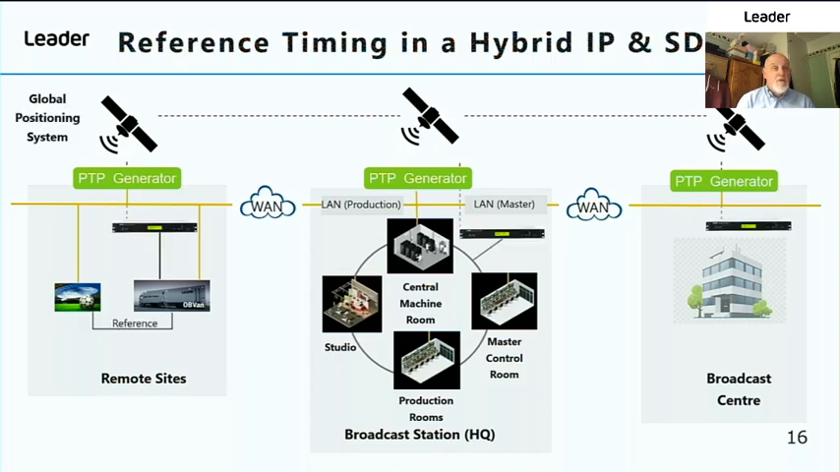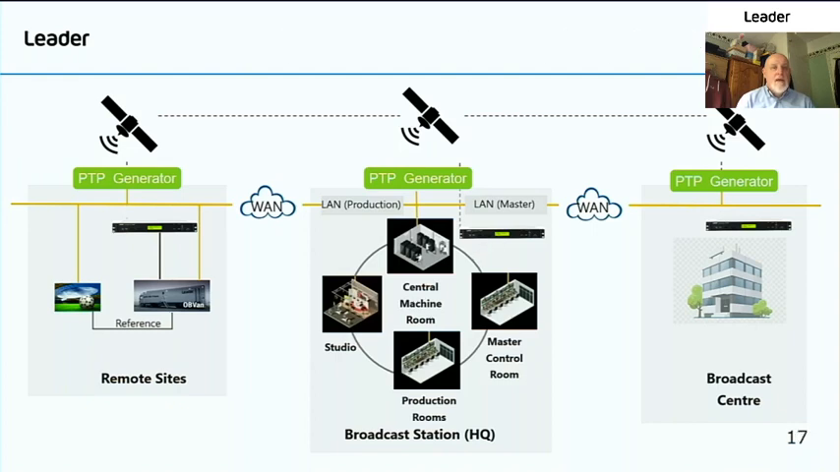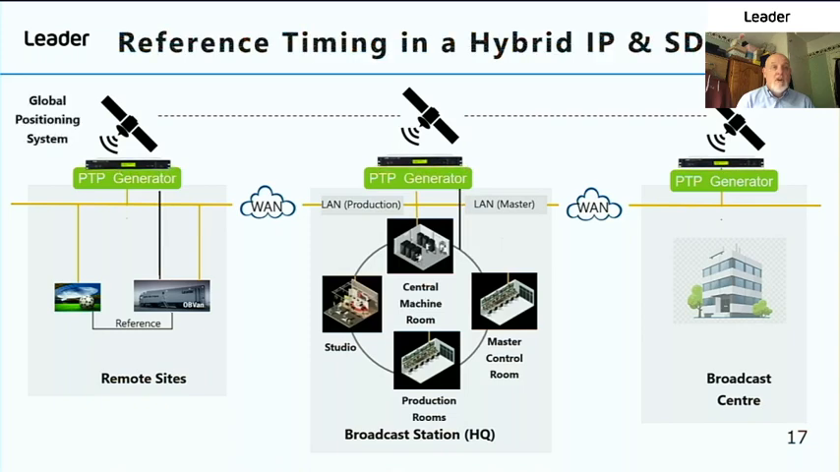But as I said, most people work in a hybrid world, so they'll have both IP and SDI and require reference sources for both systems. And this can cause problems. So ideally, you want your IP and your SDI to be in the same device, which means that they are timed together and then over a wide area network are connected to the global positioning system together.